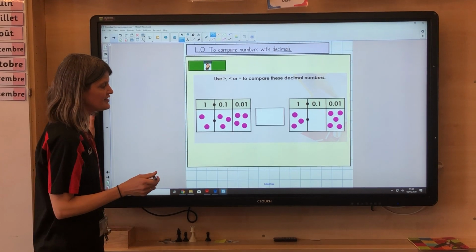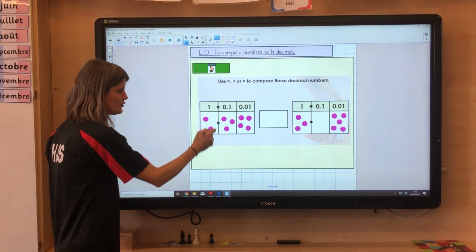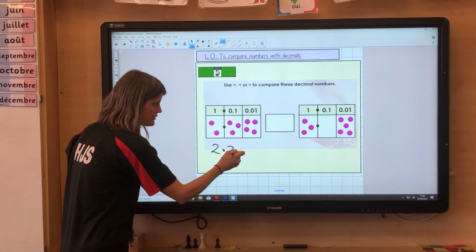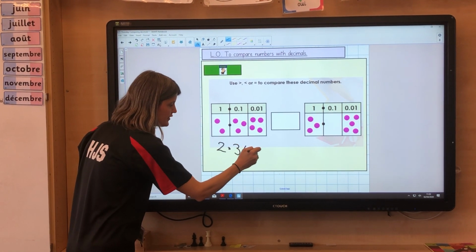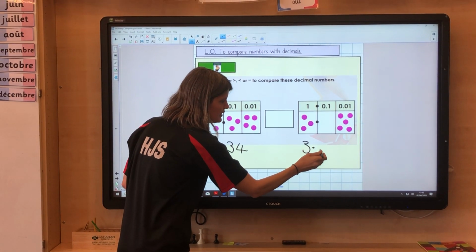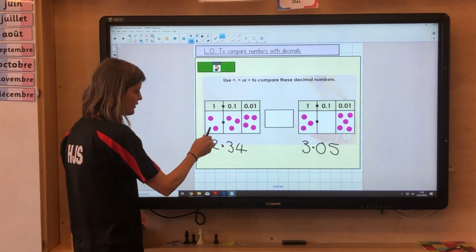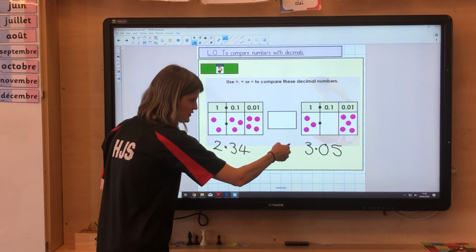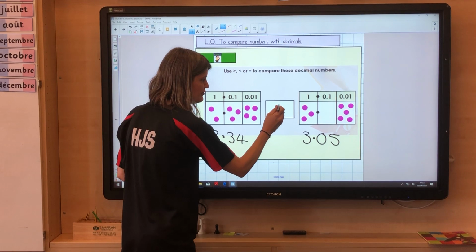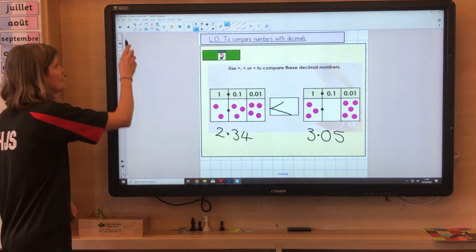Use the symbols to compare these decimal numbers. Right, it's slightly different on a place value grid. I've got 2 ones. Put my decimal point in. I've got 3 tenths, and I've got 4 hundredths. On this side, 3 ones, put my decimal point in, no tenths, and 5 hundredths. This one's only got 2 ones, this one's got 3 ones, so 2.34 is smaller than 3.05. And the smaller than is pointing to the smaller number.